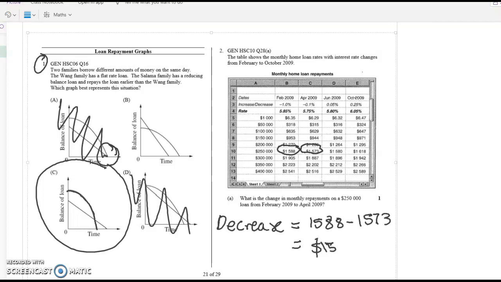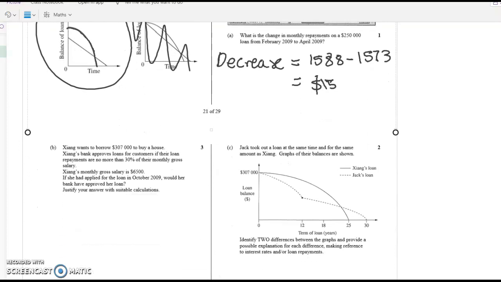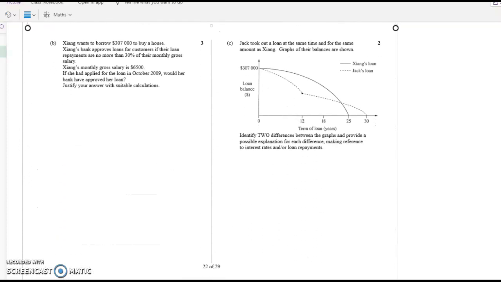Alrighty, let's move on then to part B. Zhang wants to borrow $307,000 to buy a house. Zhang's bank approves the loan for customers if their loan repayments are no more than 30% of their monthly gross salary. Zhang's monthly gross salary is $6,500. If she applied for the loan in October 2009, would her bank have approved the loan?